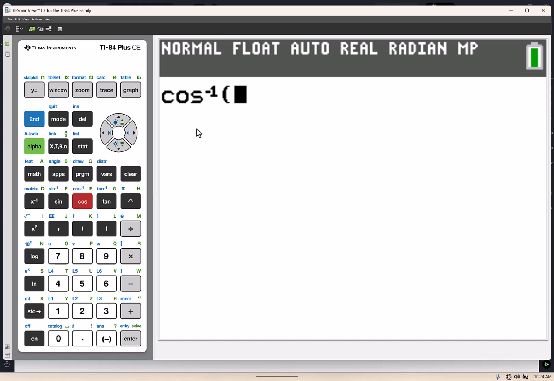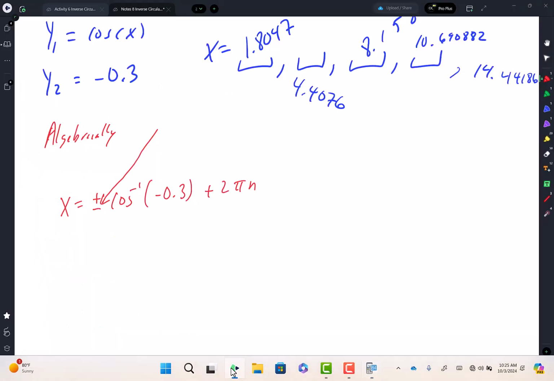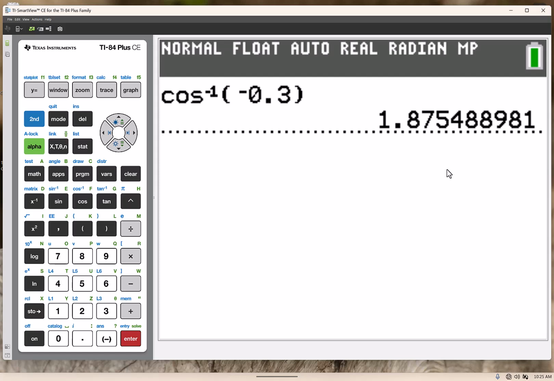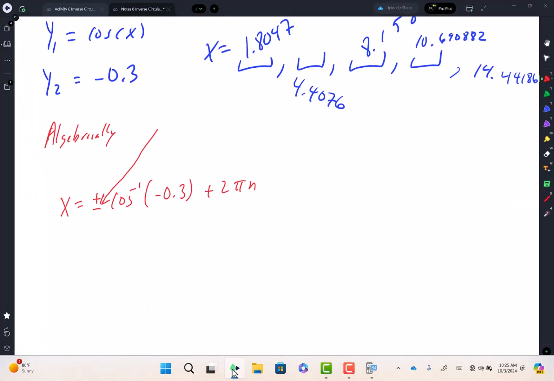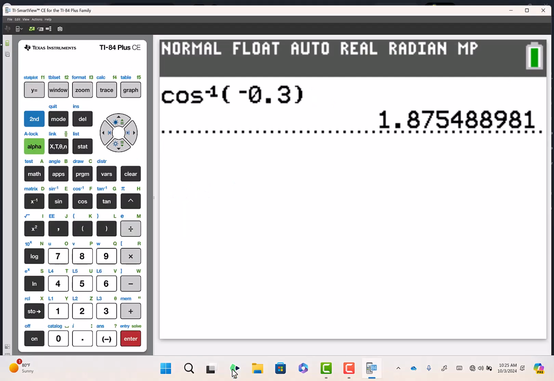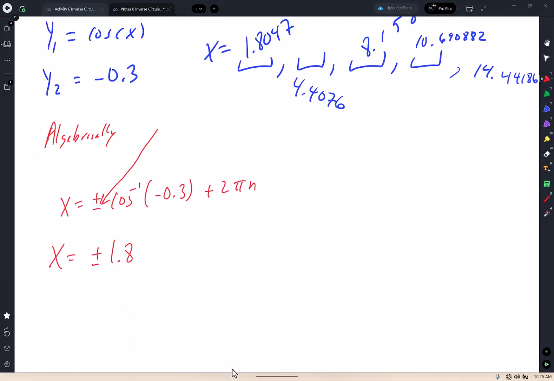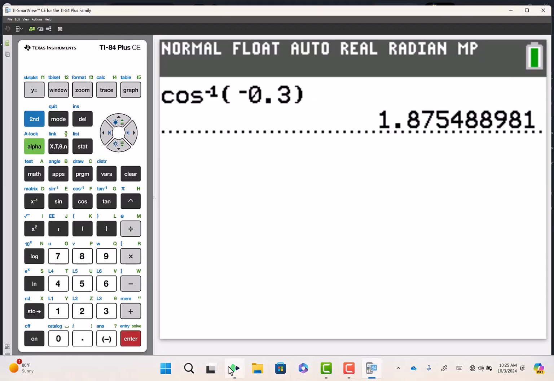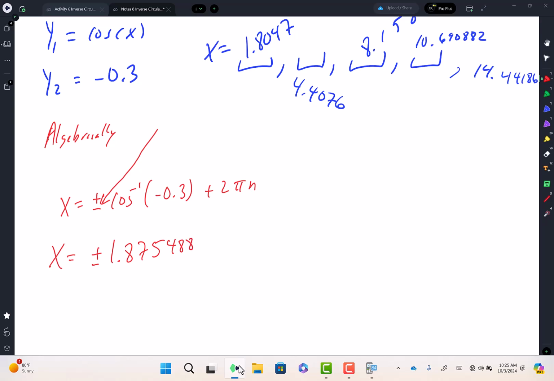And then in here, what am I going to type? Negative 0.3. Enter. And there it is, 1.875488. So I'm going to write x equals plus minus 1.875488 plus 2 pi n. Okay, so it looks like we're going to have to check this one, or maybe I just wrote it wrong. It's close enough, but it's not exact.